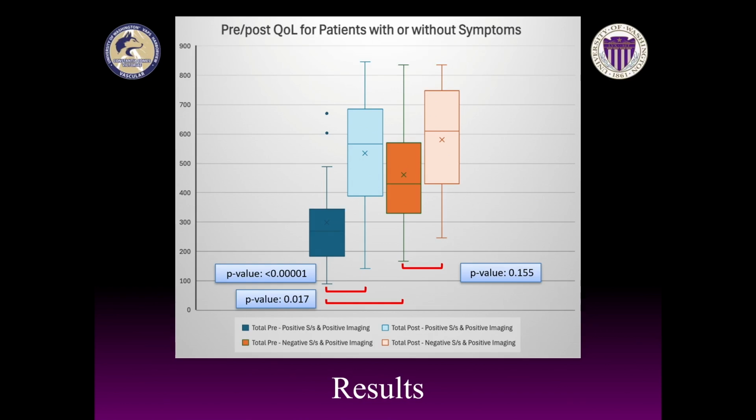Here's the same data showing the positive imaging and symptoms group in blue and the positive imaging alone group in orange. The positive symptoms and imaging group experienced a significant increase in quality of life, whereas the positive imaging alone group did not reach a statistically significant improvement. It is also worth noting that the positive symptom and imaging group began with a significantly lower quality of life score on average than the positive imaging alone group.